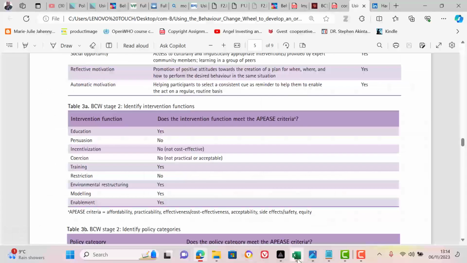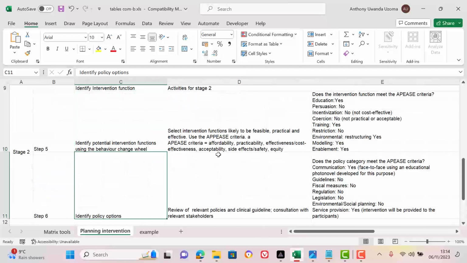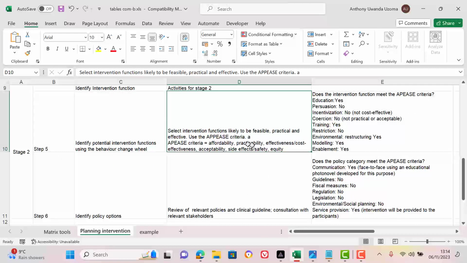So, and for you to do that, you need to use what? The APEASE criteria. So what does the APEASE criteria stand for? It stands for affordability, practicability. So it means it's asking, for the intervention that you want to design, is it affordable? Is it practicable? Is it effective? Is it cost effective? Is it acceptable by the population? Does it have any side effects? What's the safety profile like? And then, is it equitable?